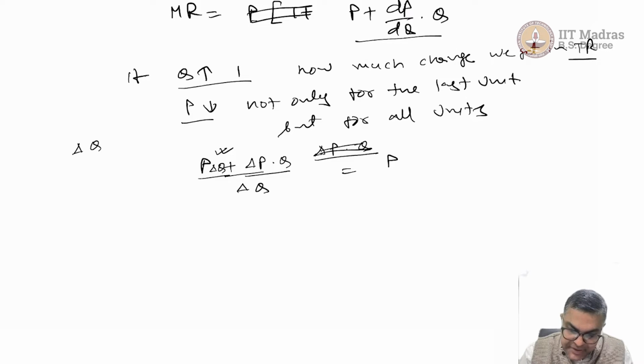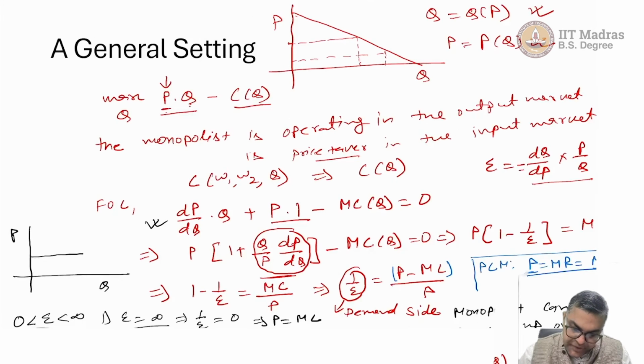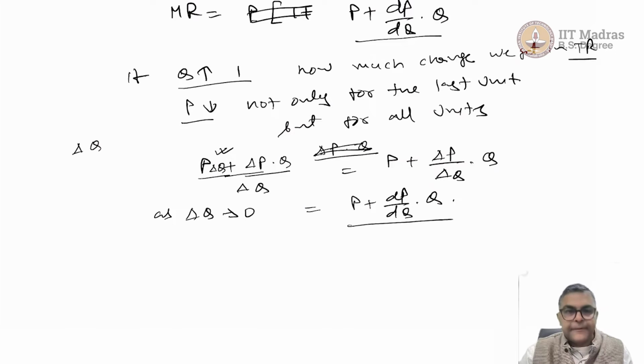You will get (P + ΔP)/ΔQ multiplied by Q, and as ΔQ goes to 0, it will become P plus dP/dQ multiplied by Q. And exactly this is what we get here. This is exactly what we get here. Okay, if you want, I can go into a little bit more detail.